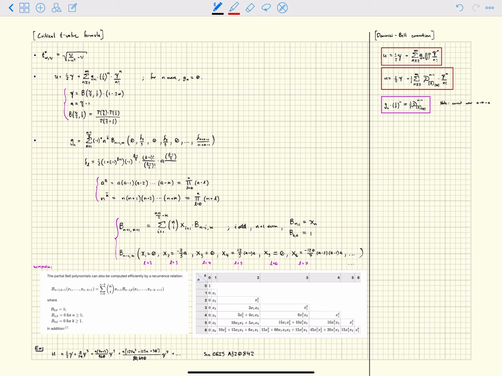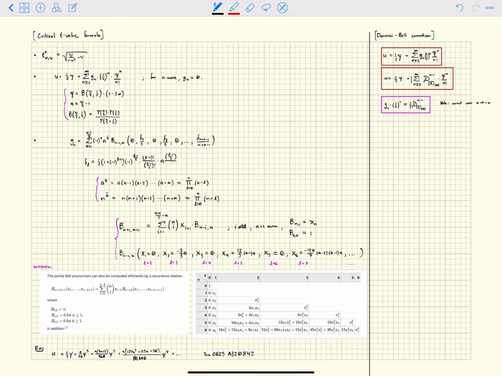And I show that each of these x sub n terms relates to the position in which you find them in the partial Bell polynomial. So just some reference from Wikipedia. They give you a nice table which corresponds to how I've represented the x sub n terms. And they also give you a recurrence relation that enables you to calculate these partial Bell polynomials efficiently. Anyway, that's basically the entire setup you need to calculate the critical t-value.